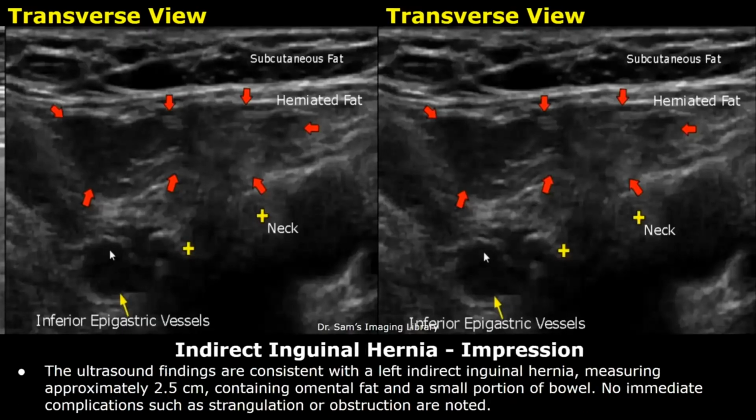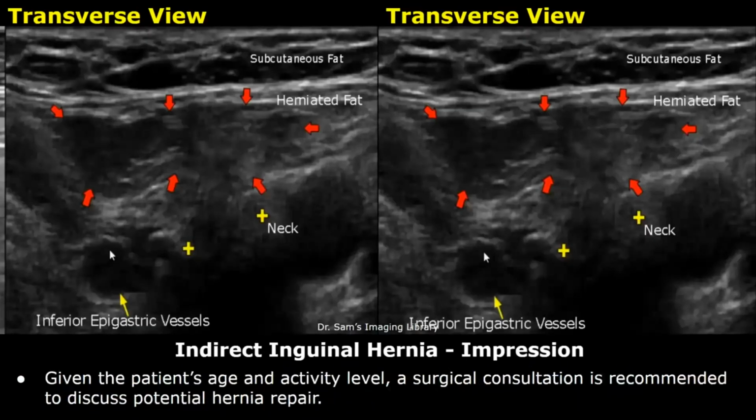This is the impression. The ultrasound findings are consistent with a left indirect inguinal hernia, measuring approximately 2.5 cm, containing omental fat and a small portion of bowel. No immediate complications such as strangulation or obstruction are noted. Given the patient's age and activity level, a surgical consultation is recommended to discuss potential hernia repair.